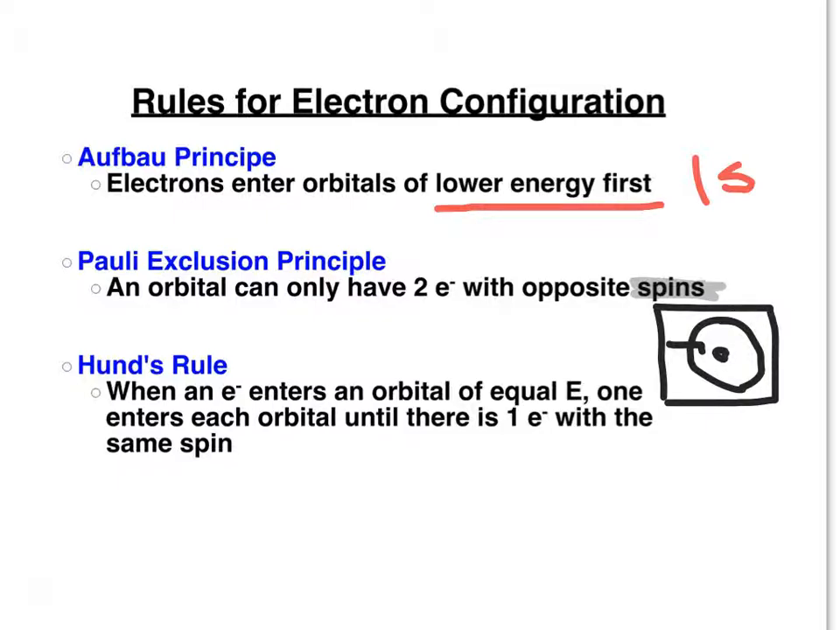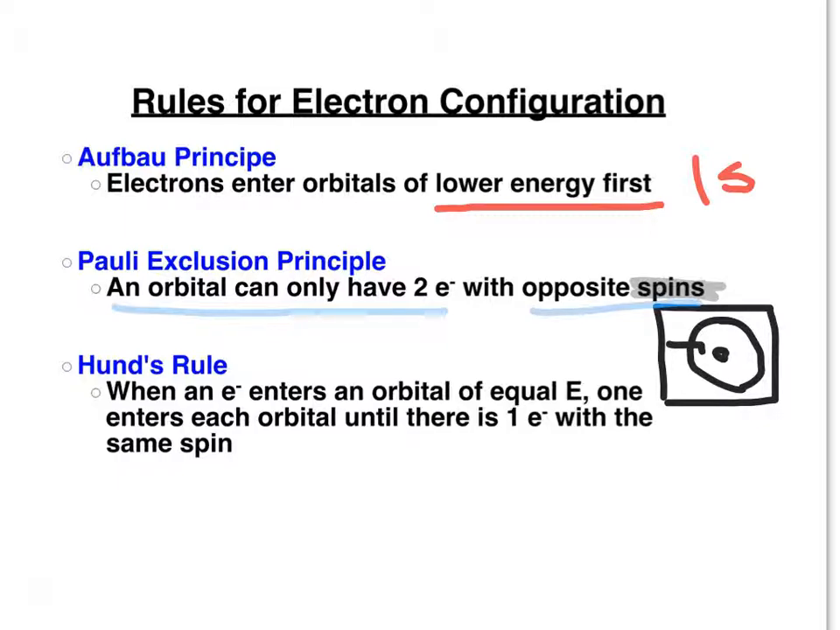An orbital can have two electrons. So he actually has two statements. The first is that an orbital can have two electrons. The other one is that those two electrons need to have opposite spins. So his rule is actually kind of like two in one: must have two electrons, must have opposite spins.